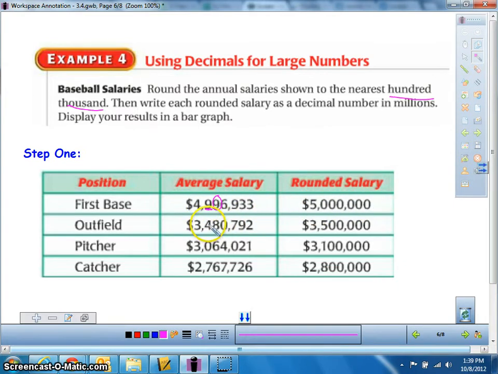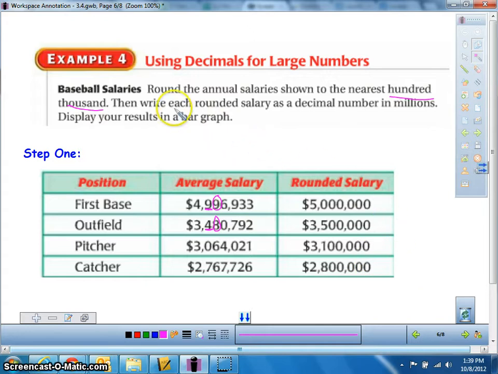Here, it's not quite as simple as that one. So we have a 4 in the 100,000 place value. This 8 tells us to round up, so it becomes 3,500,000. And you can see we've taken this 3,064,021 and turned it into 3,100,000. And same with this last one to 2,800,000.